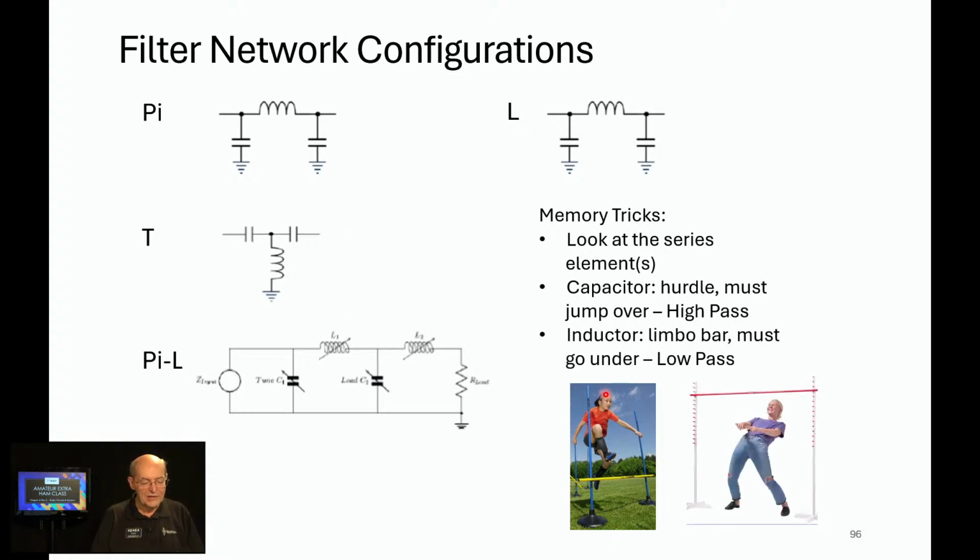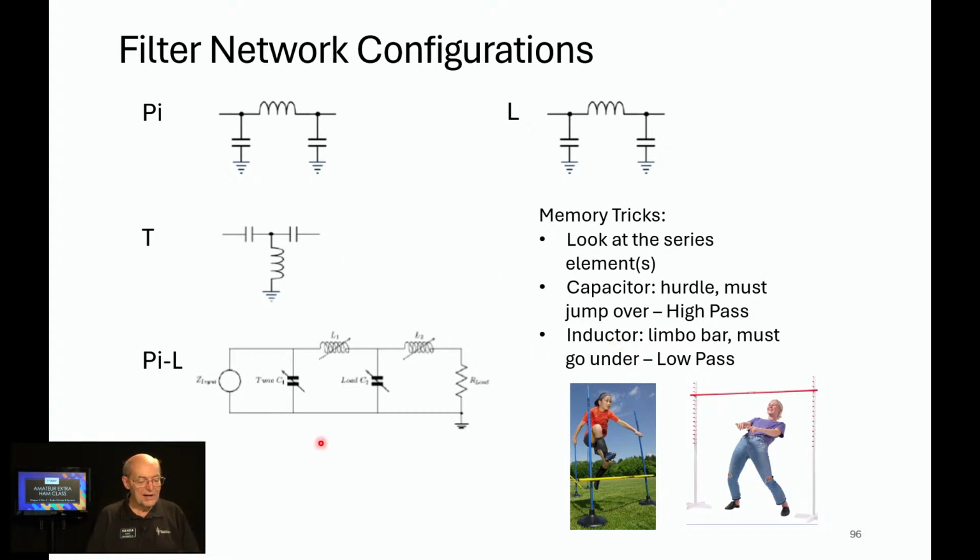All right, well, what about the other case? Well, the inductor, think of it as a limbo bar. So here's an inductor. We're going to have to go underneath. So an inductor, limbo bar, must go under. We've got a low pass filter. So if you can think of a better way to remember that, have at it, but this worked for me. And if you can remember this, there's 2 or 3 pool questions that you're going to be able to answer.